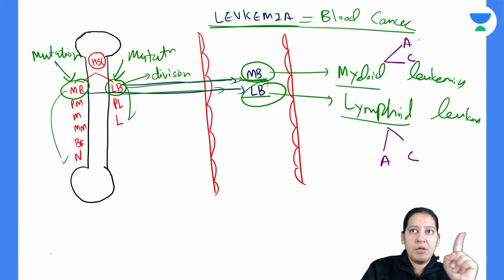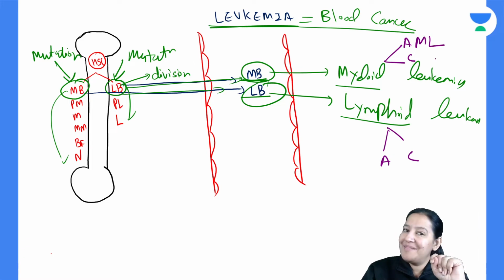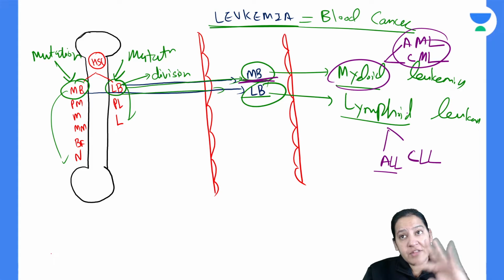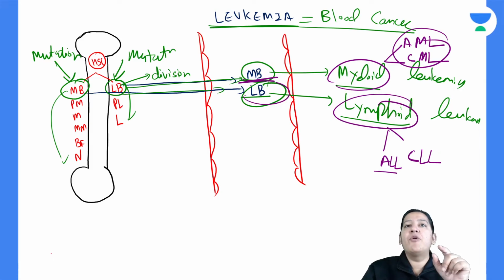Listen, acute myeloid leukemia, AML, and chronic myeloid leukemia, CML. Both of them are myeloid, so in both of them, myeloblast is coming in the blood. The other two, acute lymphoid leukemia, ALL, and chronic lymphoid leukemia, CLL, are both lymphoid. So in both of them, lymphoblast is coming in the blood.